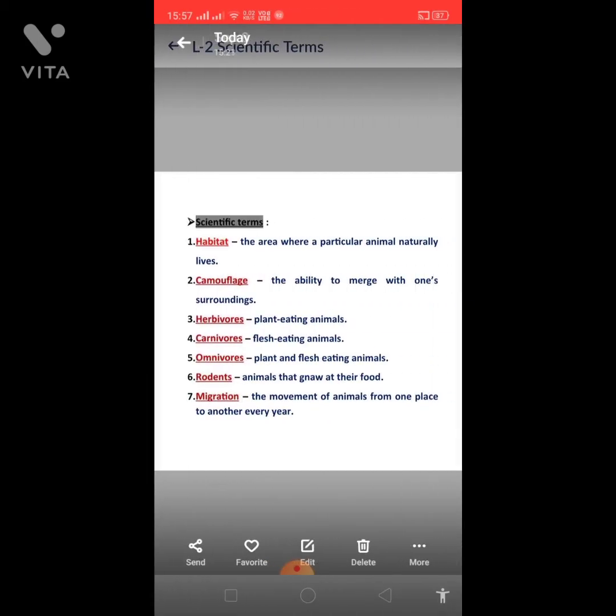Okay. From lesson number 2, there are a total of 7 scientific terms. Number 1 is habitat, the area where a particular animal naturally lives. Second is camouflage, the ability to merge with one's surroundings. Third is herbivores, plant-eating animals. Fourth is carnivores, flesh-eating animals. Fifth is omnivores, plant and flesh-eating animals. Sixth is rodents, animals that gnaw at their food. And seventh is migration, the movement of animals from one place to another every year.